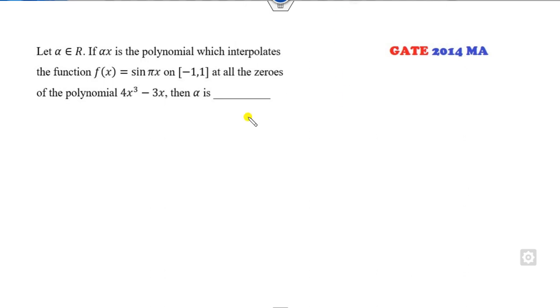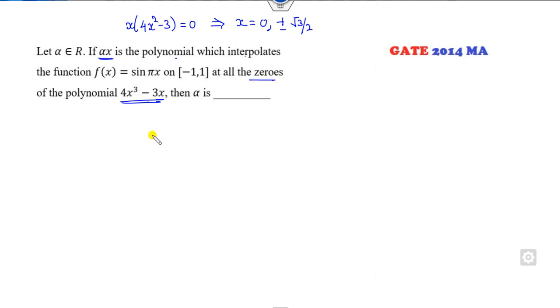Okay, look at this another one. Alpha x is my polynomial which interpolates sine of this at all the zeros of this. Can you find the zeros of this? So I can take x as common. 4x square minus 3 is 0. So what is the 0? It's 0, plus or minus root 3 by 2.